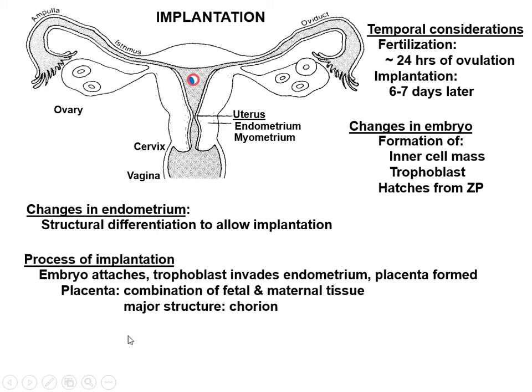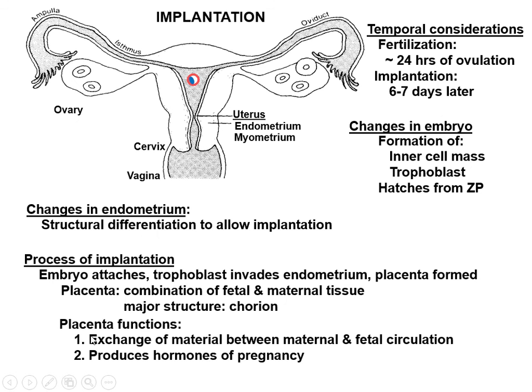And the placenta has two big functions. One, it allows a close apposition of the maternal and fetal circulations without any actual mixing. So that allows the exchange of materials between the maternal and fetal circulations. It allows nutrients and oxygen to get into the fetus, and it carries away waste materials that are produced by the fetus during its development back into the mother. And it also produces the important hormones of pregnancy that we'll talk about in our next lecture.